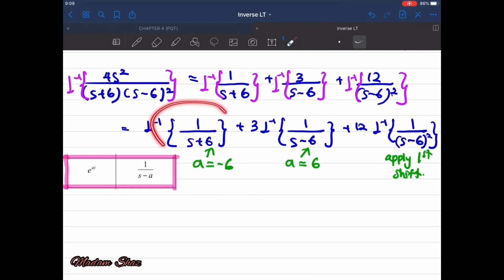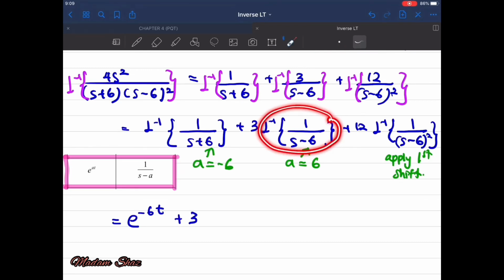Okay, so let us simplify the first two curly brackets. Laplace inverse of 1 over s plus 6, a is equal to negative 6. Therefore, the answer will become exponent negative 6t. Plus 3 Laplace inverse of 1 over s minus 6, whereby our a is equal to 6. Therefore, the answer will become exponent 6t. So 3 exponent 6t, plus 12.